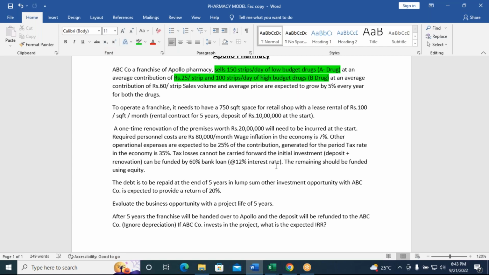If ABC company invests in the project, what is the expected IRR? Now this ABC company, if they are taking the franchisee of Apollo Pharmacy, will it work out? Will they see the profit? If they are getting into the profit also, how much will be the interest rate they will be getting? IRR is nothing but internal rate of return. How much are we going to get? So now we are going to solve this problem.